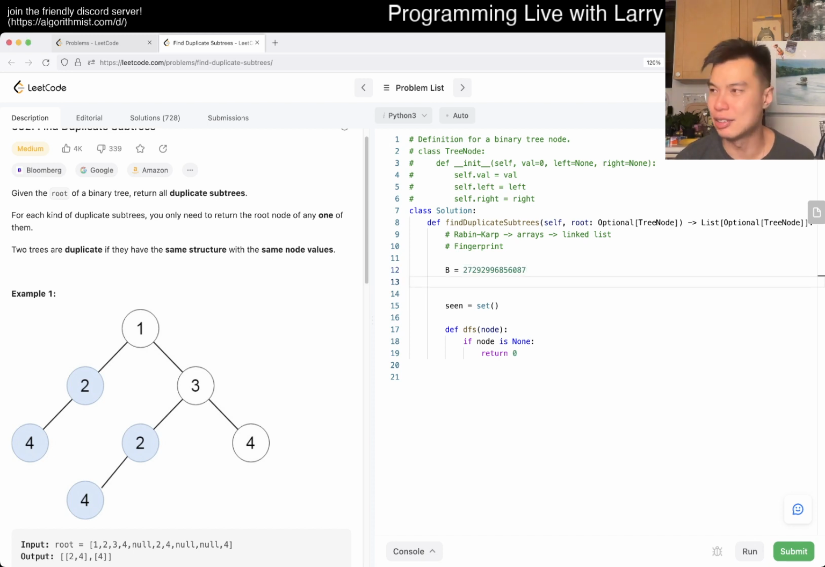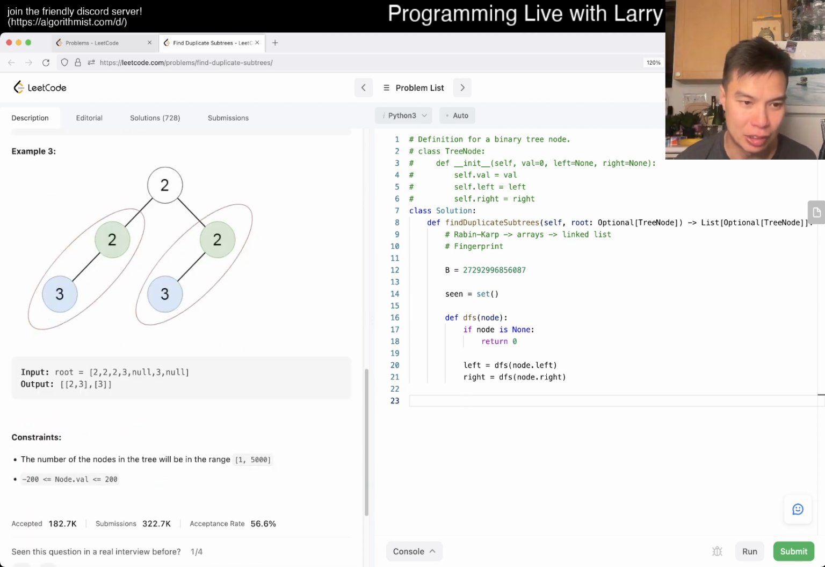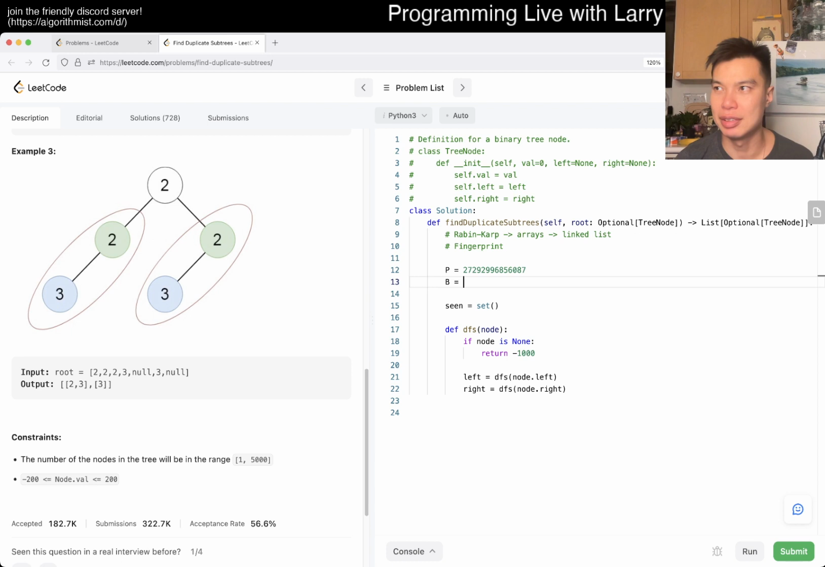Okay, so let's say this is the base, right? And then now, let's just say left is equal to DFS node.left, right is equal to DFS node.right. And then now we're trying to combine the current node value. Also, maybe 0 is not a good base because the values can go from negative 200 to 200, so maybe we'll just make it like negative 1,000 or something. This is the prime, and then I also need a shift base. So I think here we can just do like 600 or something. Maybe that'll be fine.